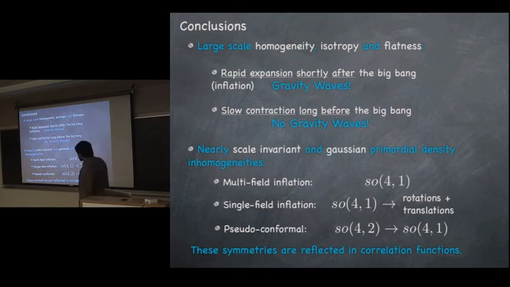And at the level of density perturbations, we've classified these different ideas in terms of their symmetry breaking patterns. So multi-field inflation, where you have scalar fields that are spectator fields, has unbroken SO(4,1) symmetries. If you're talking about the inflaton, you have a symmetry breaking pattern where SO(4,1) goes to spatial rotations and spatial translations. And then this alternative that we discussed, the pseudo-conformal universe, invokes more symmetries. It relies on SO(4,2) being broken down to SO(4,1). And these symmetries, as we've argued, will get reflected in the correlation functions.